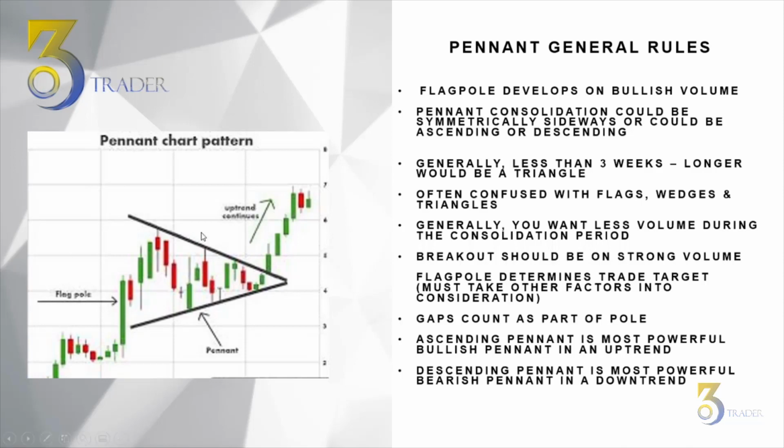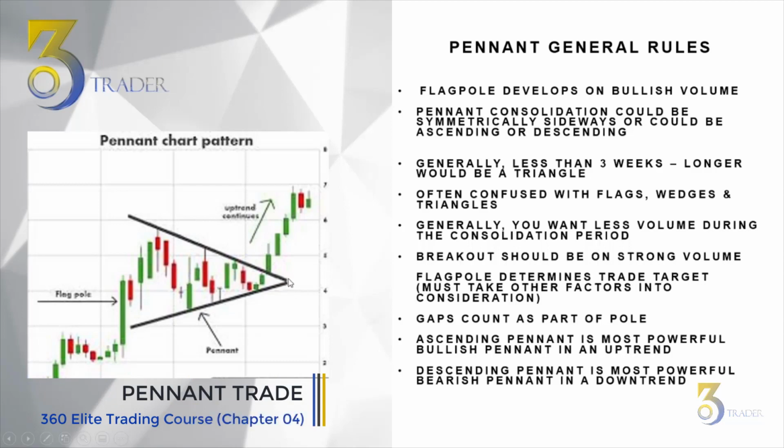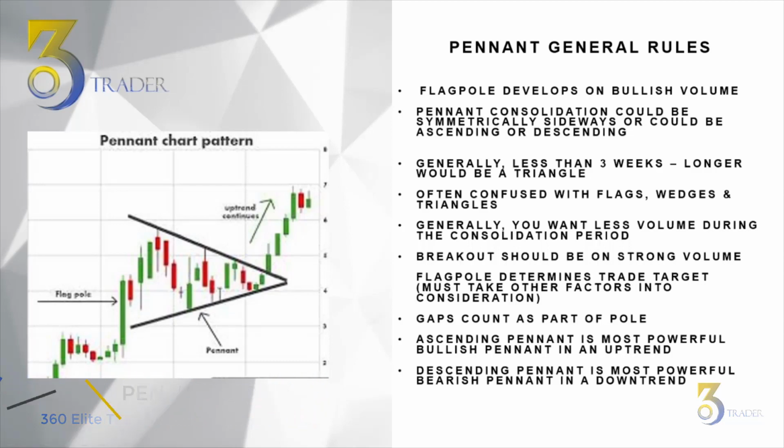Remember, a pennant is generally less than 3 weeks. If you get much longer than that, now you're talking about a longer term triangle, which could have a different type of outcome depending on how that chart looks. The pennant is often confused with flags, wedges, and triangles. By the time you're done with these next 3 chapters, you should have it square. You should know it.